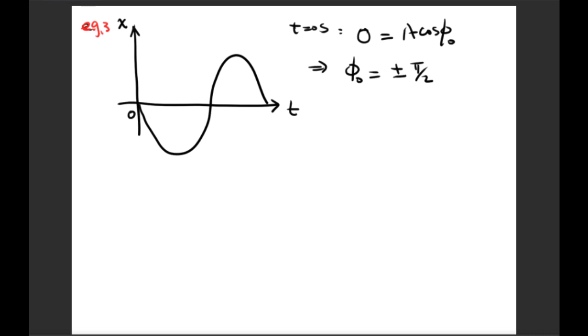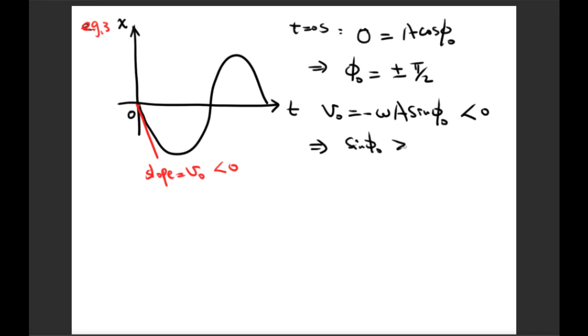But now let's look at the velocity. Let's draw a slope at the initial time. This slope is the initial velocity, which is negative, since it's pointing to the left side. So the initial velocity is negative omega A sine phi naught, and it needs to be negative. So sine phi naught has to be positive. So we have to pick positive pi over 2 as the solution. That's the initial phase.